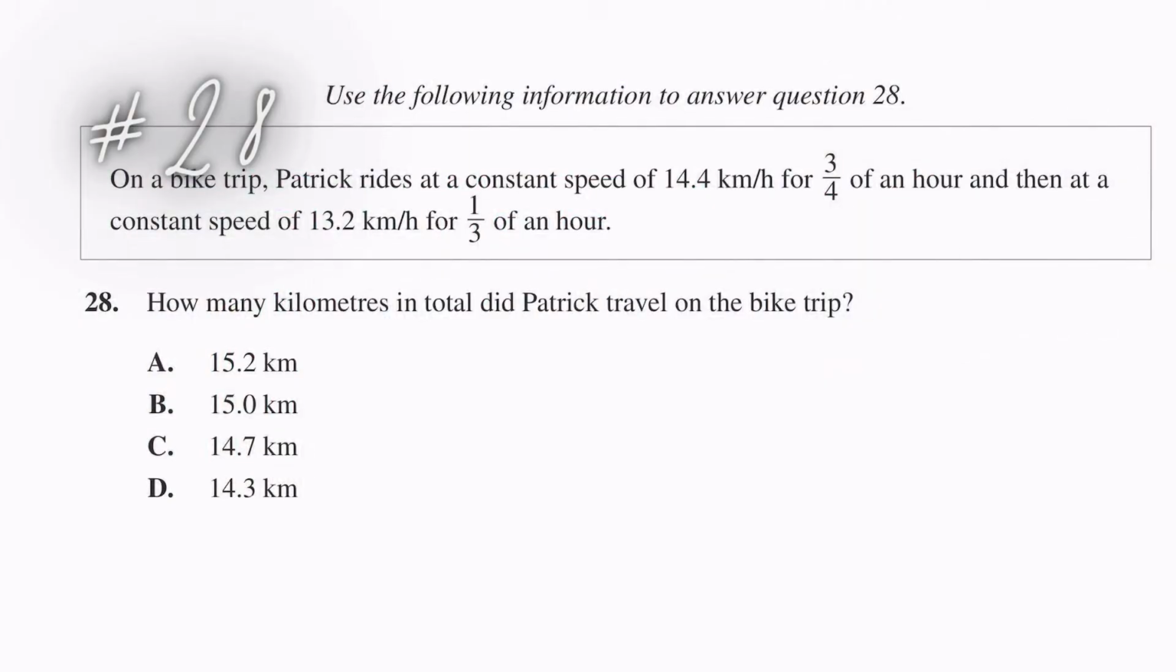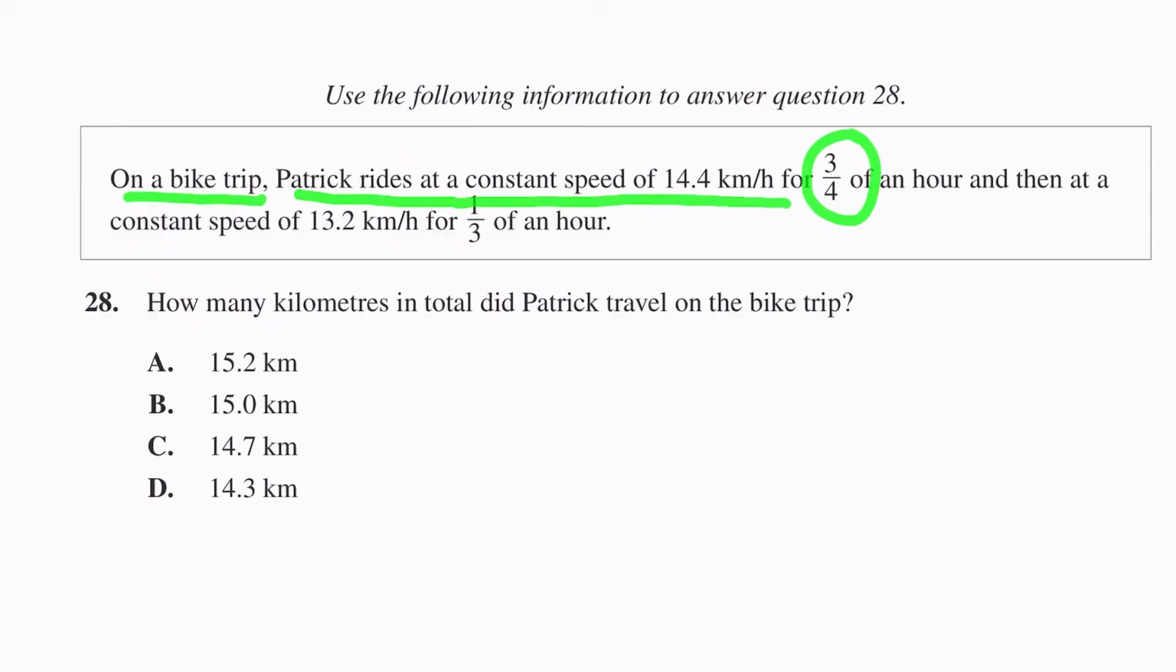Okay, number 28 here. On a bike trip, Patrick rides at a constant speed of 14.4 kilometers per hour for 3/4 of an hour, and then at a constant speed of 13.2 kilometers per hour for 1/3 of an hour. We want to know how many kilometers in total Patrick traveled on the bike trip. In order to do this, we need to take our numbers in kilometers per hour, multiply each by the fraction of how many hours that took, and add them together.